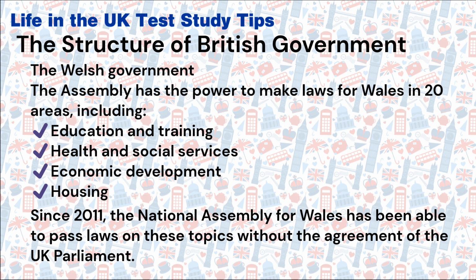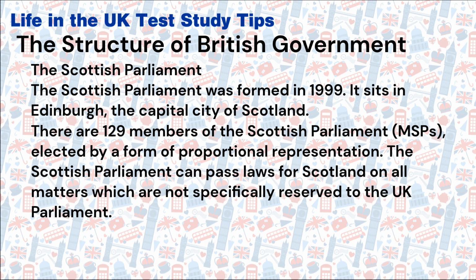The Assembly has the power to make laws for Wales in 20 areas, including education and training, health and social services, economic development, housing. Since 2011, the National Assembly for Wales has been able to pass laws on these topics without the agreement of the UK Parliament. The Scottish Parliament was formed in 1999.